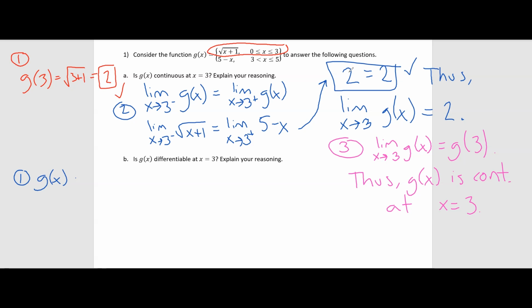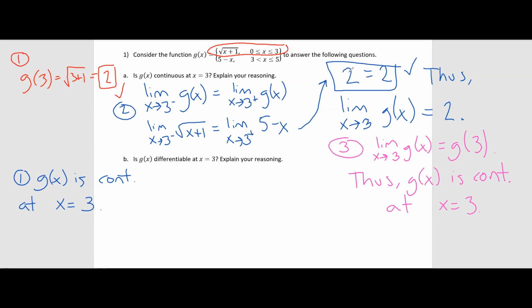g of x is continuous at x equals 3. I guess I should say it's easy because we had to do the work in part A, but once we do all that work, we can just say g of x is continuous because we've already done it above. Now, if they didn't ask you part A, if they just jumped straight into whether g of x was differentiable, you would have to go through the 3-part definition of continuity, right?